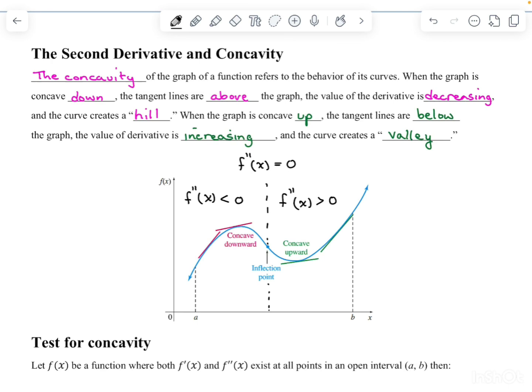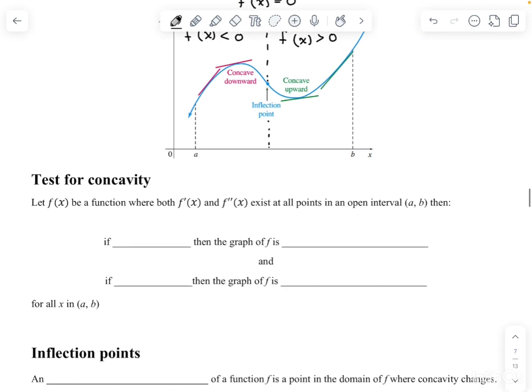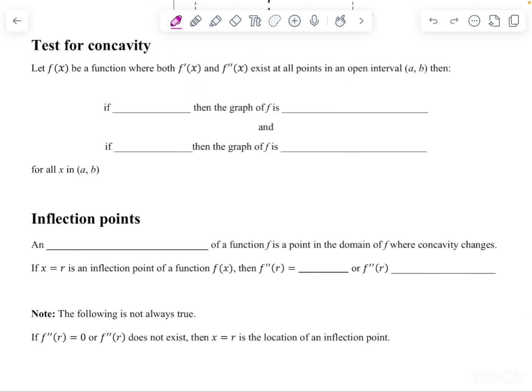Now I'm going to introduce a test for concavity. Let f be a function where both the first and second derivative exist at all points in an open interval AB. Then, if the second derivative is less than 0, then the graph of f of x is concave down. If the second derivative is greater than 0, then the graph of f is concave up for all x in AB.